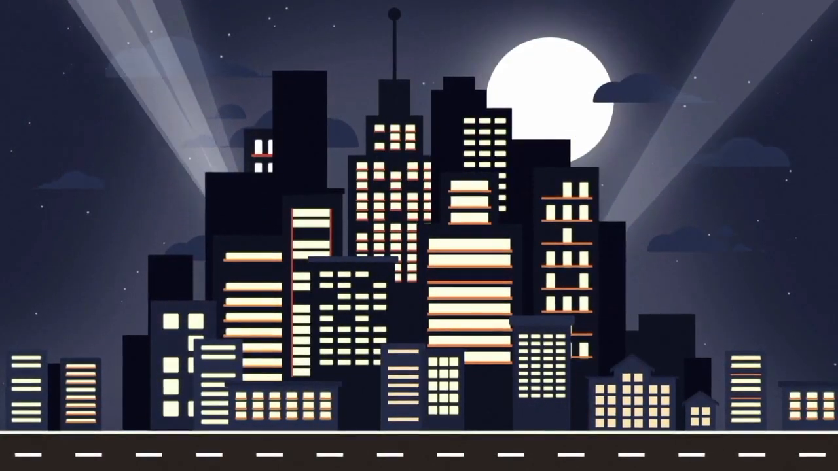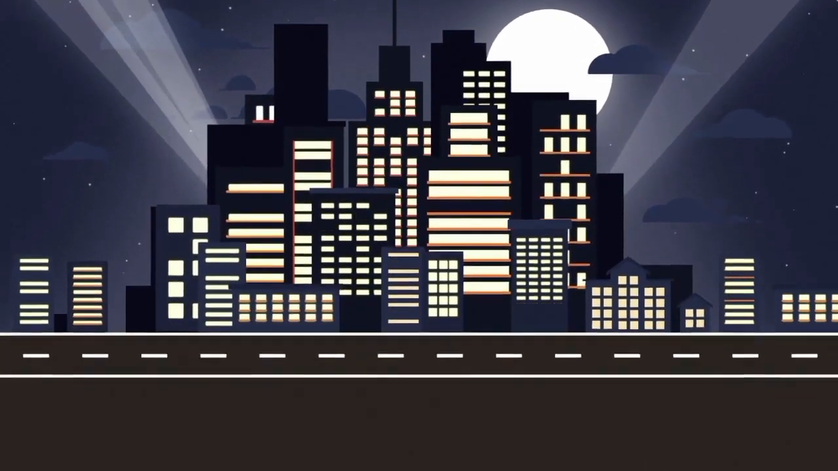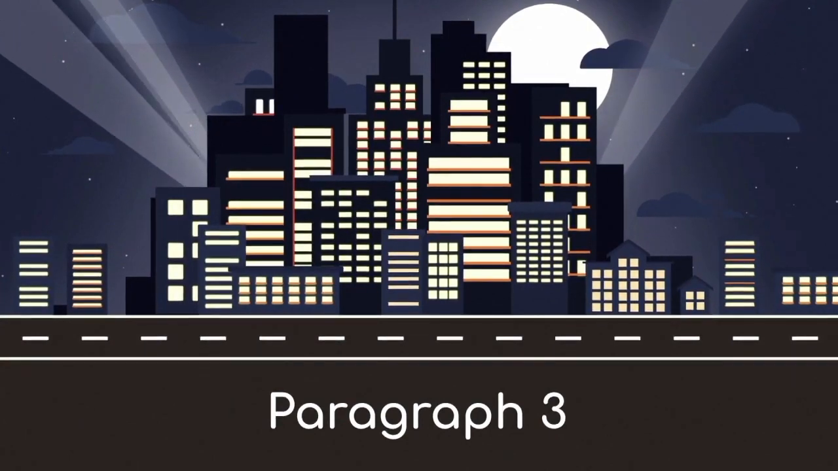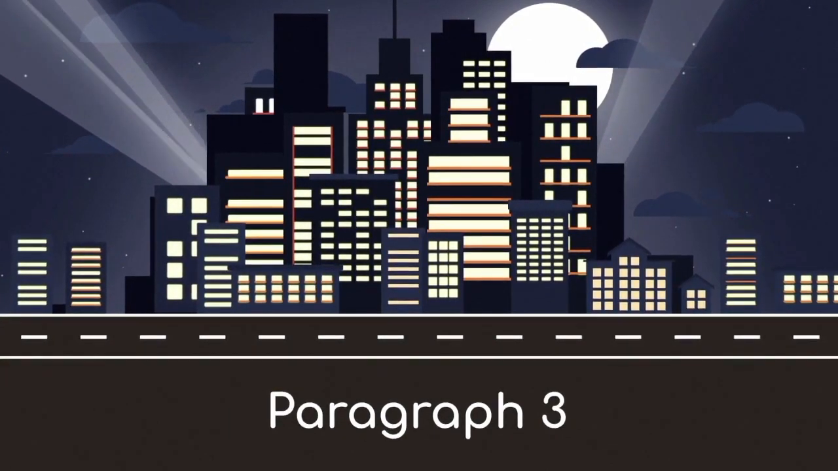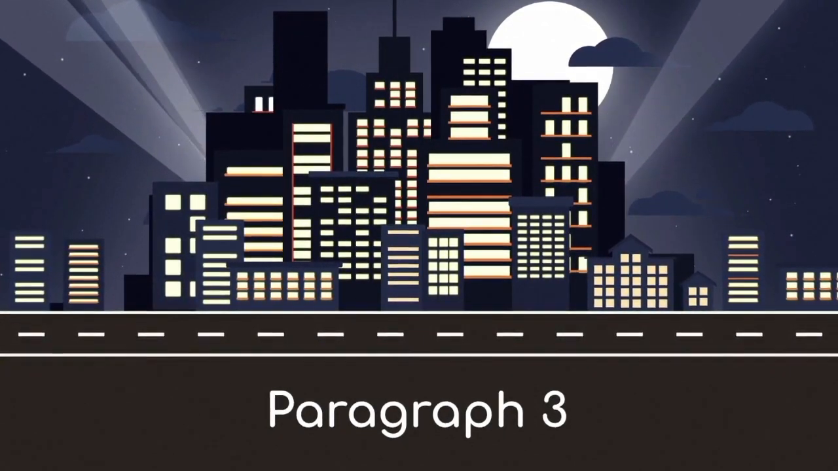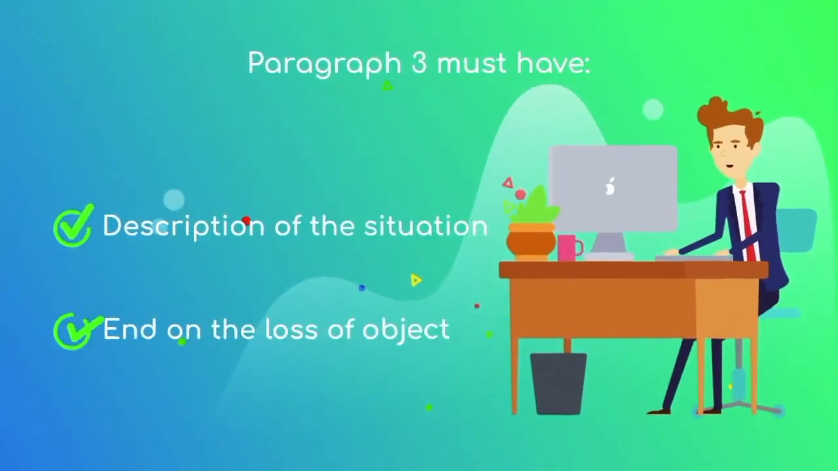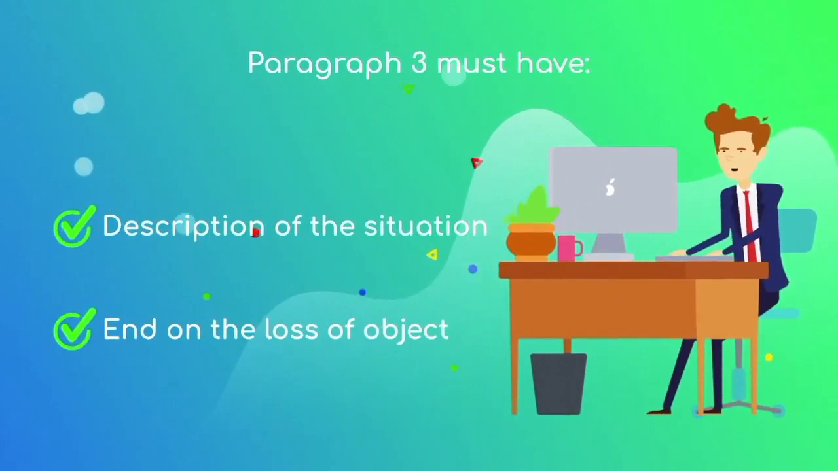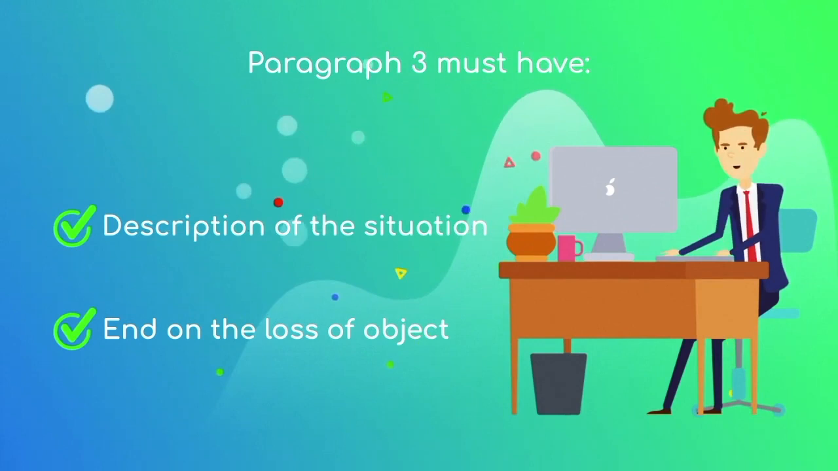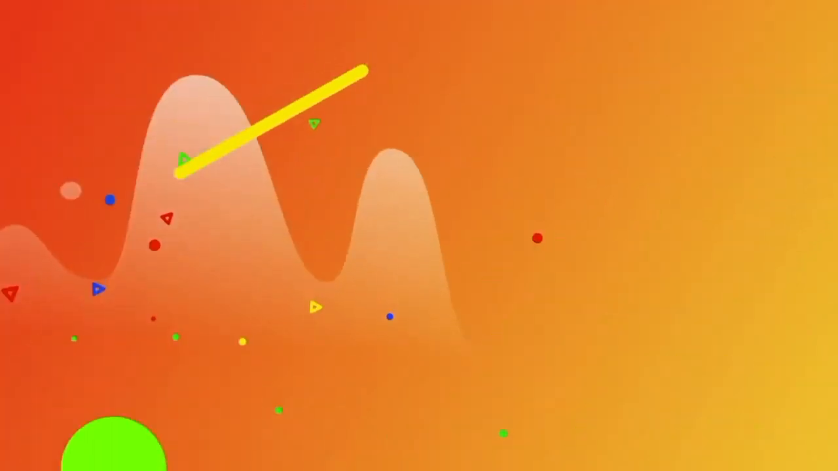In paragraph 3, we are thrown into a situation. This situation should be realistic, and you may have to add a few introduction sentences to set the scene. This paragraph will probably be longer than your last two and must end with your character realizing their object is lost. In paragraph 3, you must have a description of the situation. Make sure to spend some time here, and then finish on the character realizing that their special object in paragraph 1 has been lost.